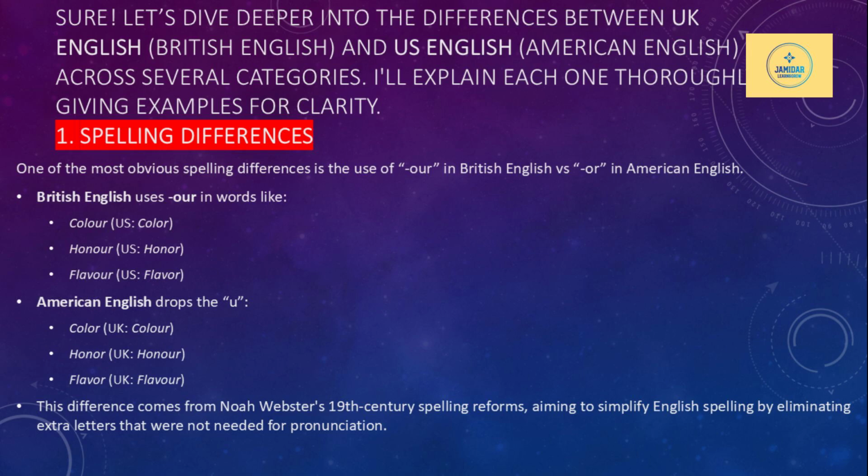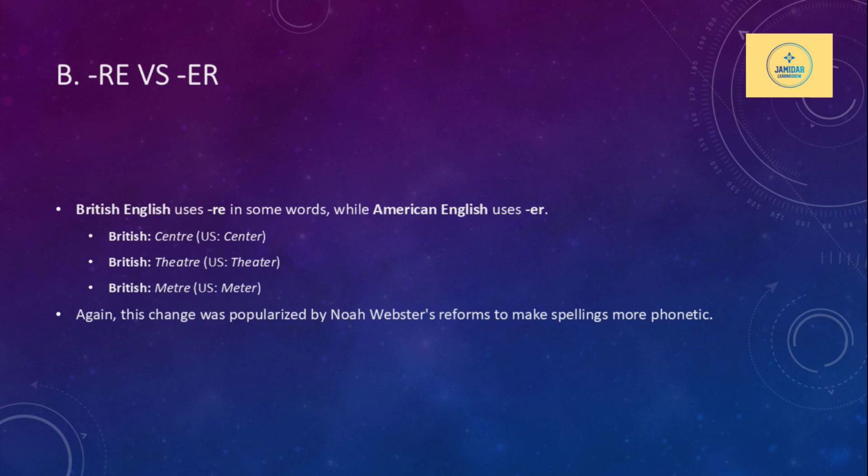Let's dive deeper into the differences between UK and US English across several categories. The most obvious spelling differences are the use of OU in British English versus OR in American English. British English uses RE in some words, while American English uses ER. This change was popularized by Noah Webster's reforms to make spellings more phonetic.